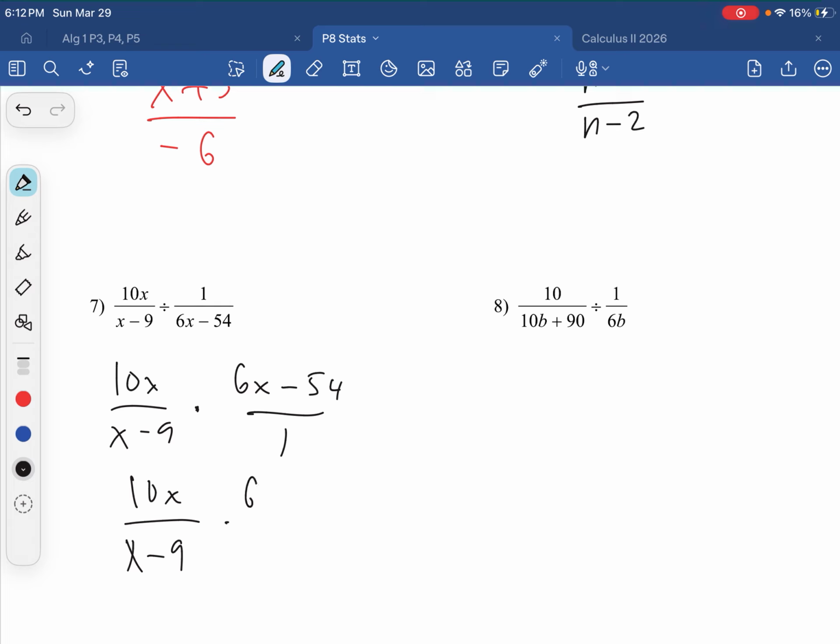If I were to factor out, I could factor out a 6 from both 6x and 54 to get x minus 9 over 1. The x minus 9 and the x minus 9 cancel. I'm left with a 1 in the denominator. And so I get 60x.